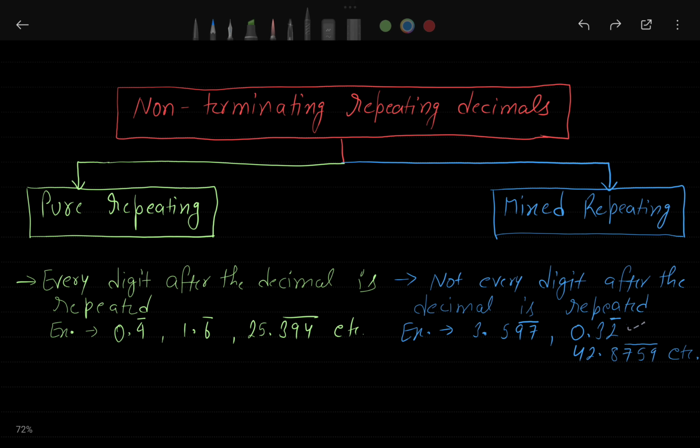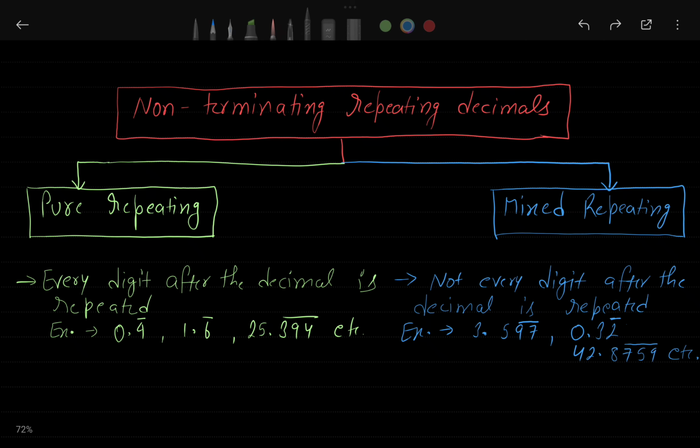Again, 0.32 bar, you can see that there are 2 digits after the decimal, that is 3 and 2, but out of these 2 only 2 is being repeated. Again in the next example, that is 42.8759, only 759 is being repeated, whereas 8 is not being repeated. So these are the examples of mixed repeating decimal numbers.